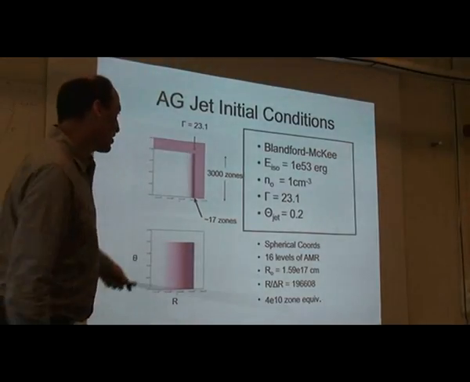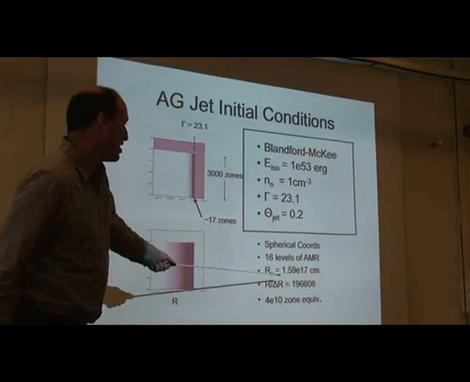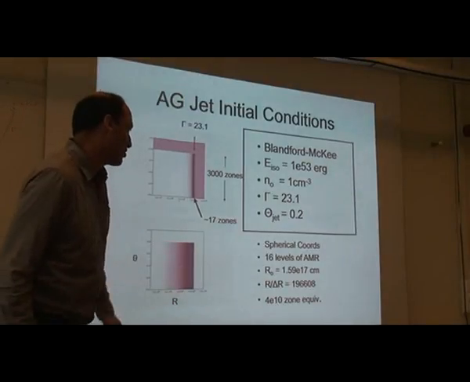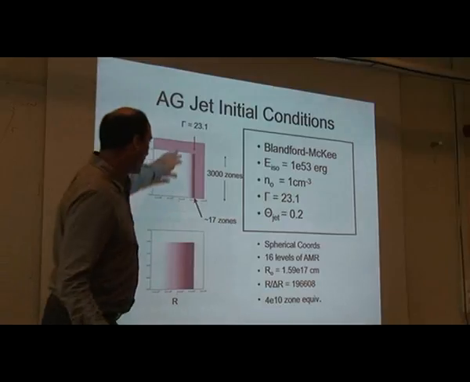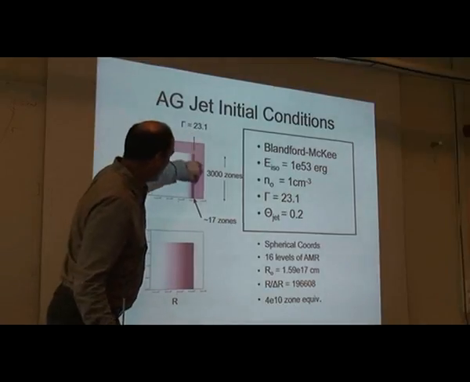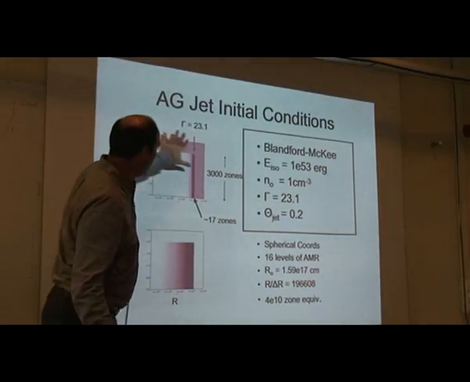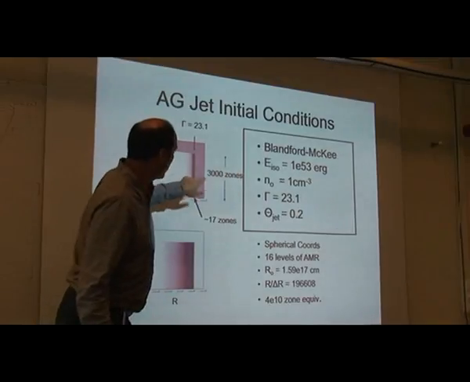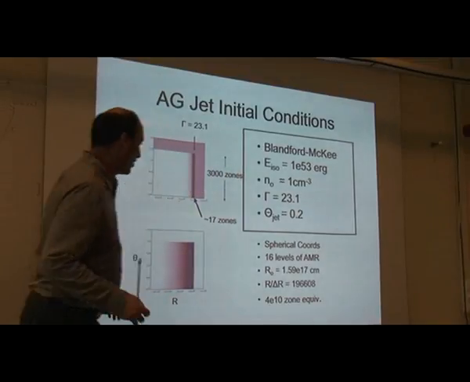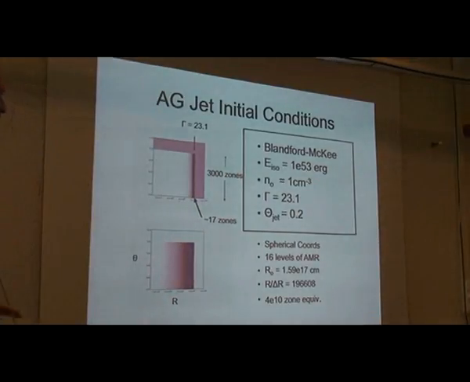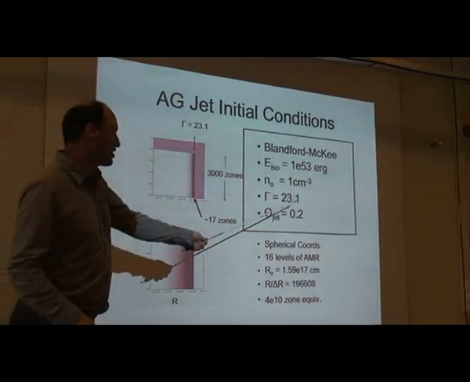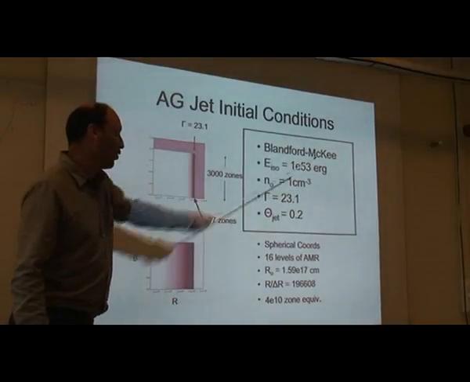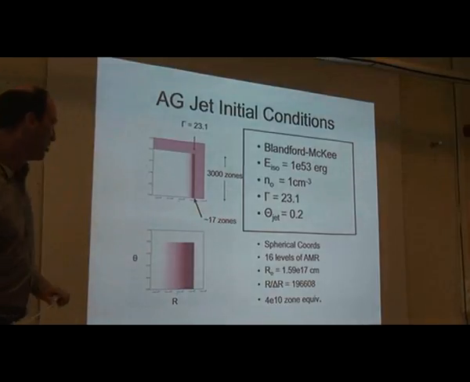And then what we use is 16 levels of adaptive mesh refinement, and we have the equivalent of a lot of zones. But if you looked at this with AMR, you'd just see high resolution in the shell and along this edge, and everything else would be relatively low resolution. But then as the shock moves to the right, that resolution would follow it. Okay, and so the initial Lorentz factor in this case was actually 23. The E_iso is 10 to the 53, and density was 1 proton per cc.